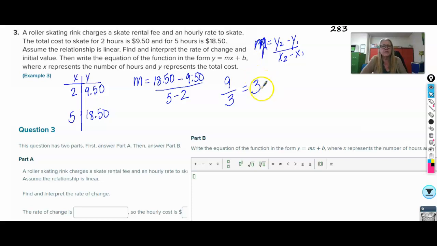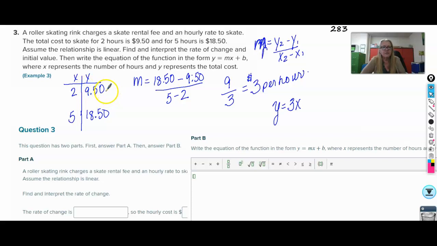What that means is for every hour that you skate, they charge $3. Okay? $3 per hour. That is our rate of change. That's our slope. So we would write y equals 3x. But what's our initial starting value? They're charging a skate rental fee, and we don't know how much that is. Well, look at these numbers. If after 2 hours you paid $9.50, can we figure out what the skate rental fee was? Yes, we can, because every hour costs you $3. So if you skated for 2 hours, wouldn't that be $6?